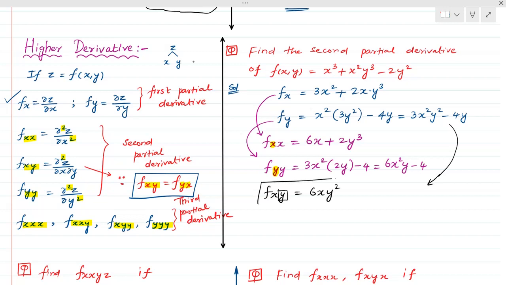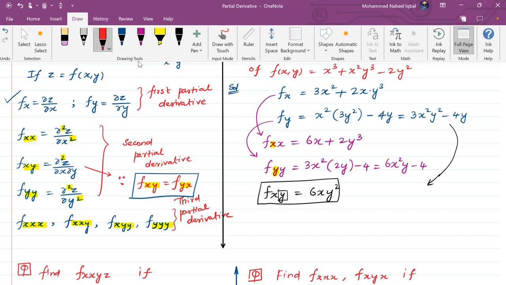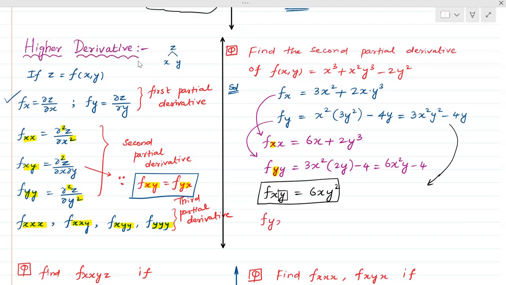This is one method. Otherwise, you can go with another method as well. What is another method? fyx. What is the meaning of fyx? Take fx, differentiate with respect to y. So what happens? 0 plus 2x times 3y power 2, which is equal to 6xy square. So you will get the same answer.